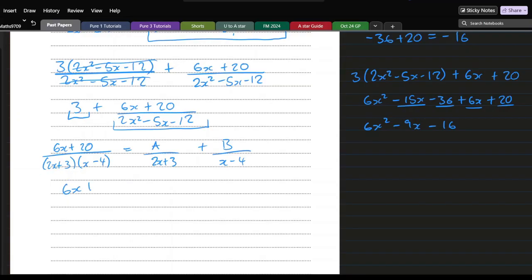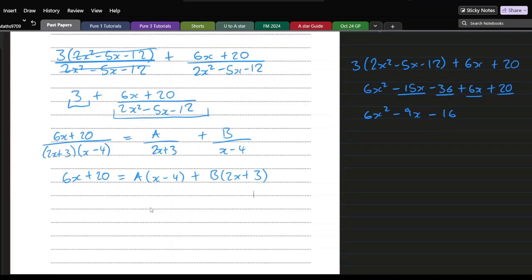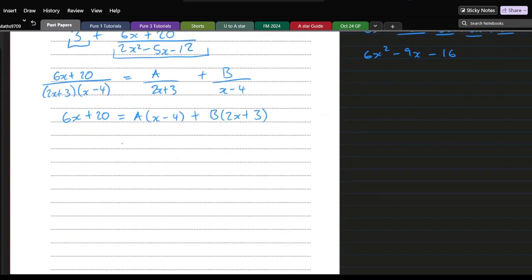So that's 6x plus 20 is equal to a times x minus 4 plus b times 2x plus 3. Okay, so now let's start by evaluating b first. So let x equal 4, because if you substitute x with 4 here, this becomes a 0, and that allows us to evaluate b. So 6 times 4 plus 20 is equal to b times 2 times 4 plus 3.